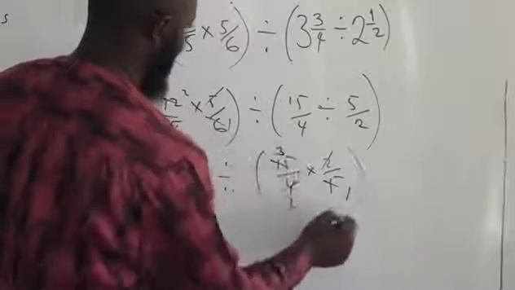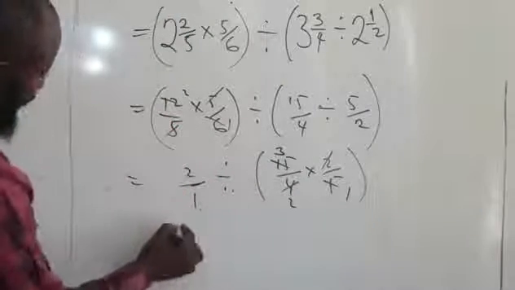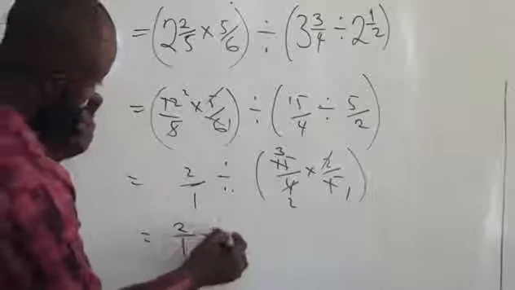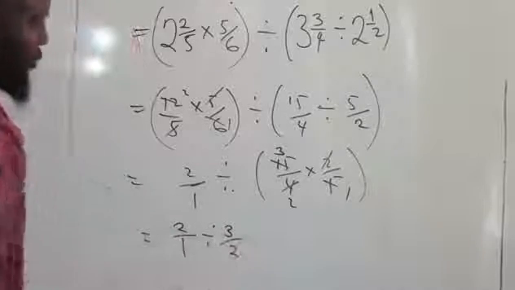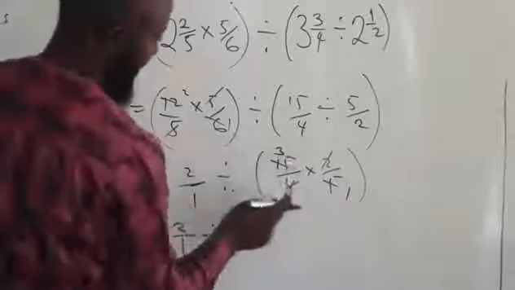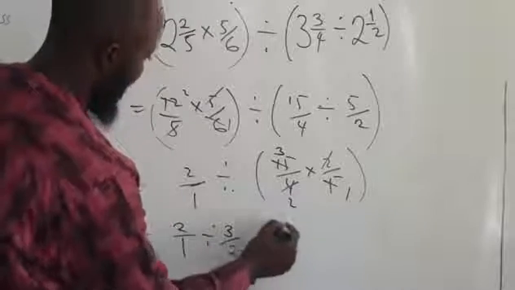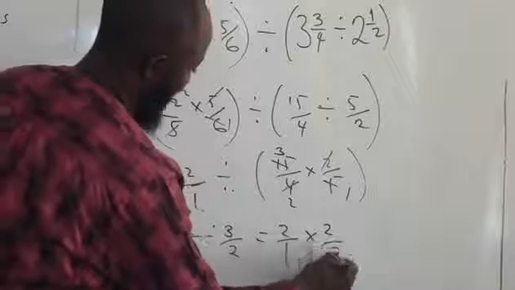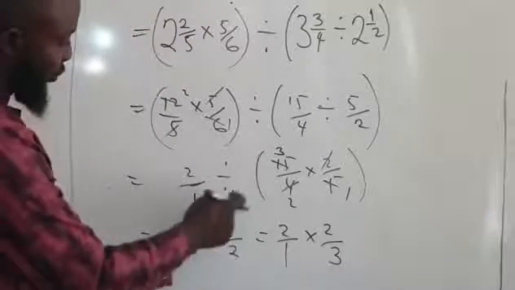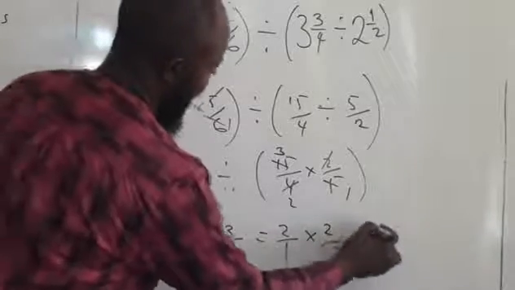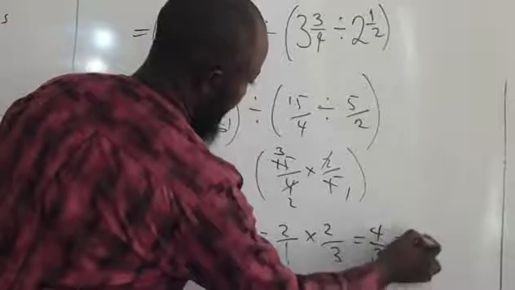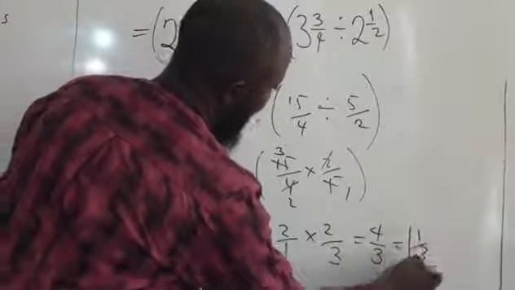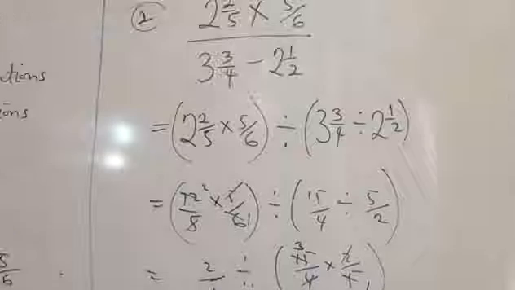So 2 here 1, 2 here 2, 5 here 1, 5 here 3. This means we're going to have 2 over 1 divided by 3 over 2. 3 times 1 is 3, 2 times 1 is 2. So that means we have 2 over 1 times 2 over 3, but we have changed this one to division, so we flip this one. So the answer is 4 over 3, which is 1 whole number 1 over 3. I hope this is very clear.